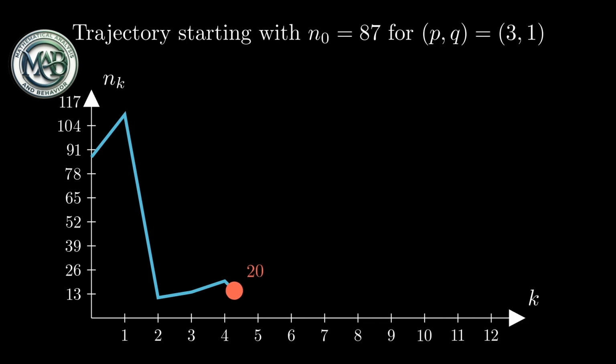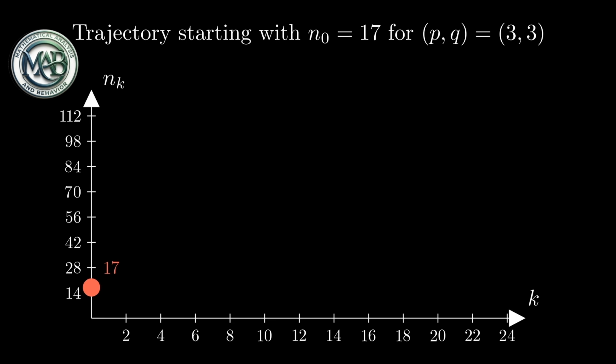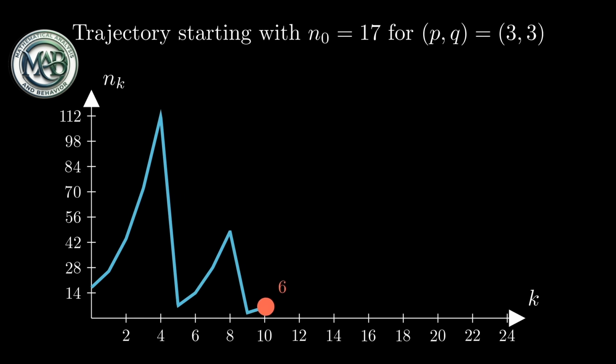Let us now show you some curves representing the trajectories for different values of p and q. We observe that the trajectories always reach the basin, according to the unified conjecture.